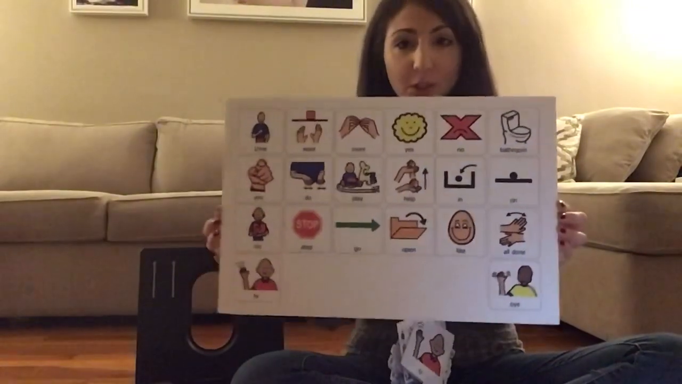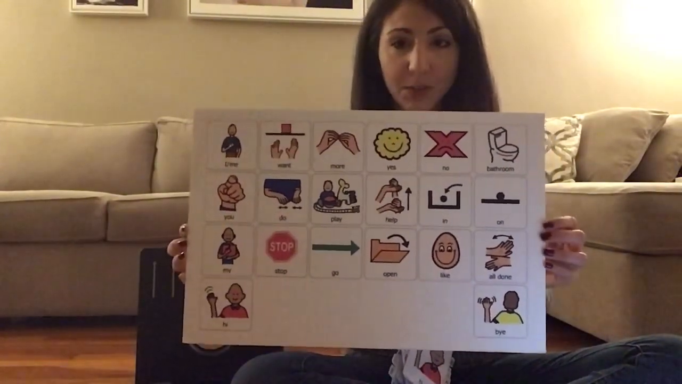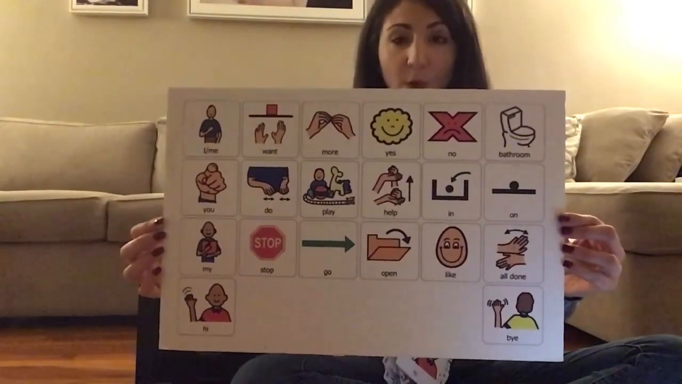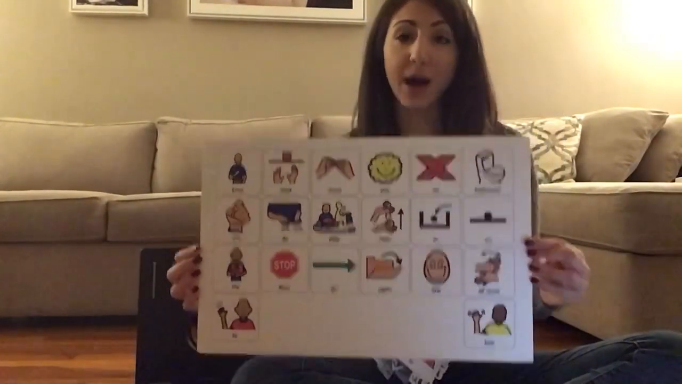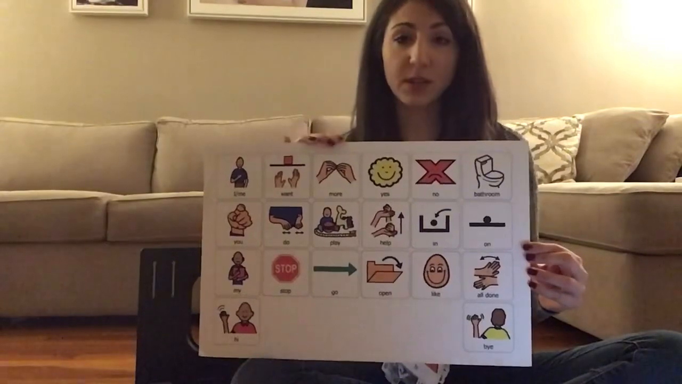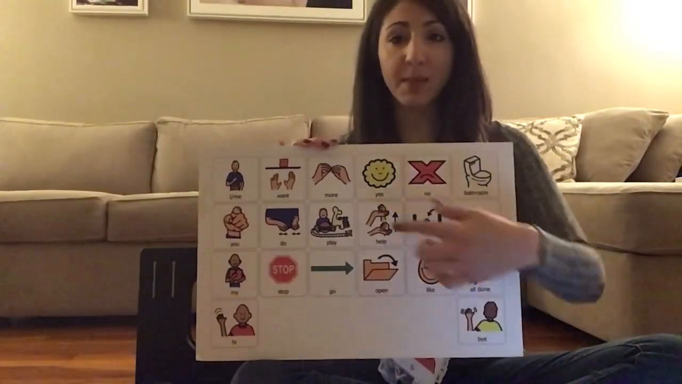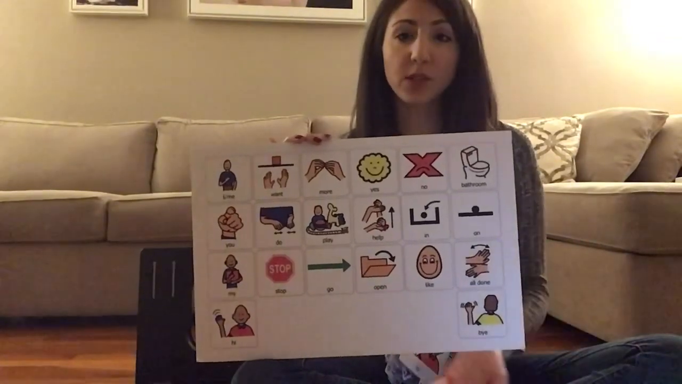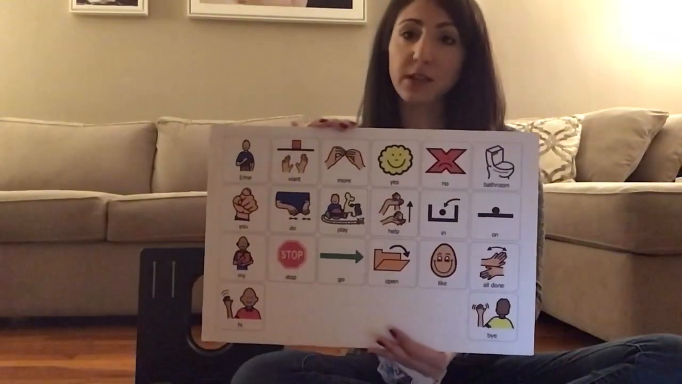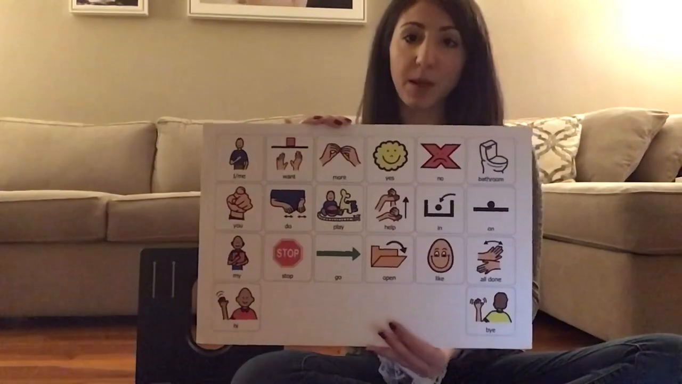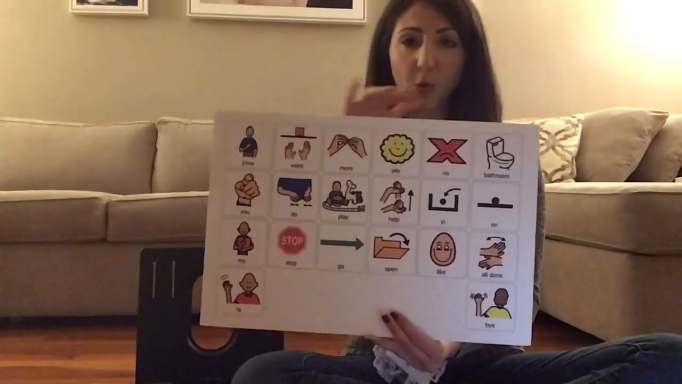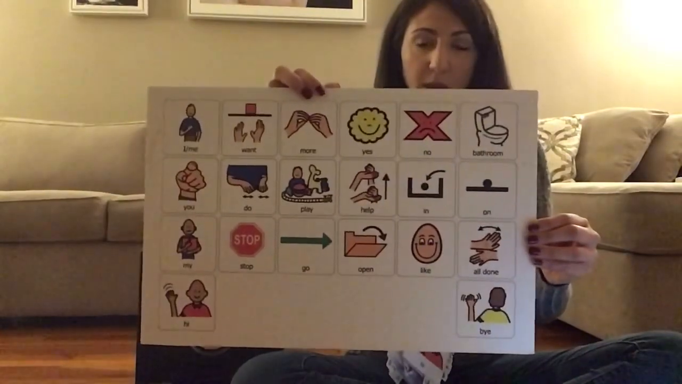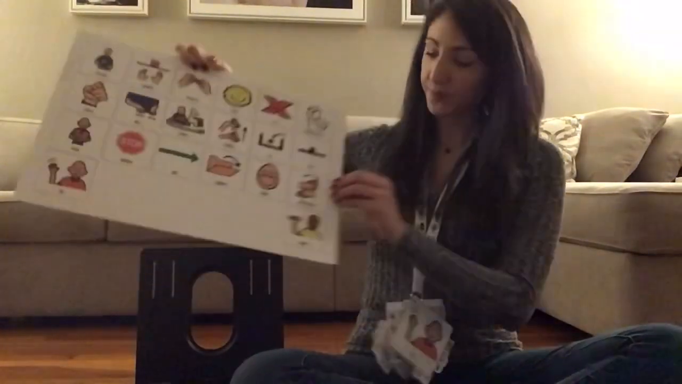So of course, all children are at different levels, and for some children, all of these words might actually be too overwhelming, and we have modified core boards. Some boards are simpler. They might only have a few of these symbols on them. So it's really just about knowing your child and their level and meeting them there. So this is a more advanced board, but this is the one I'm going to be using in a lot of the videos.